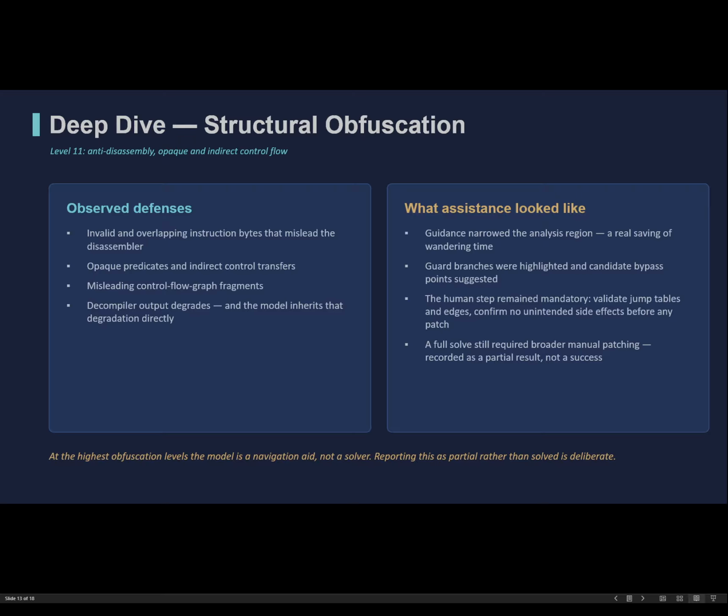So how did the LLM help in this instance? We used it to narrow the analysis region, which saves a lot of time. Certain guard branches were highlighted, and various bypass points were suggested. At this point, human hands are still required, and we have to validate any of the information being given to us by the LLM so that we don't come across any unintended side effects, meaning that our patch would maybe just not run or not give us a correct solution. Because this would require a lot further, broader manual patching, we record this as a partial result, not a success, meaning that the solve was incomplete.